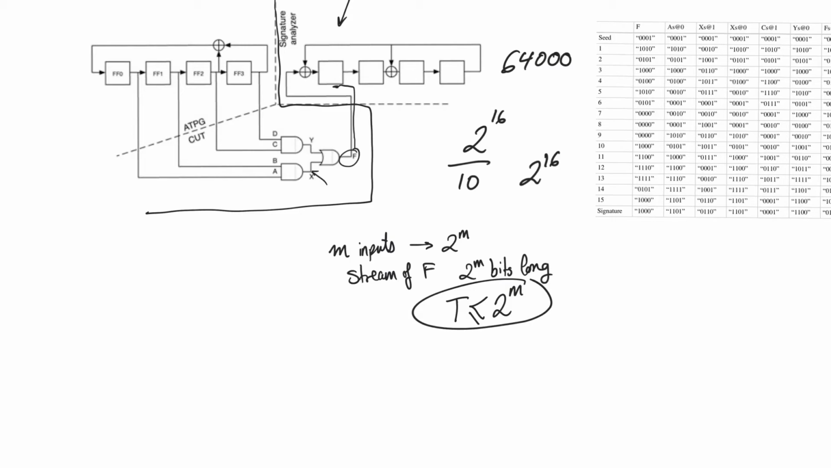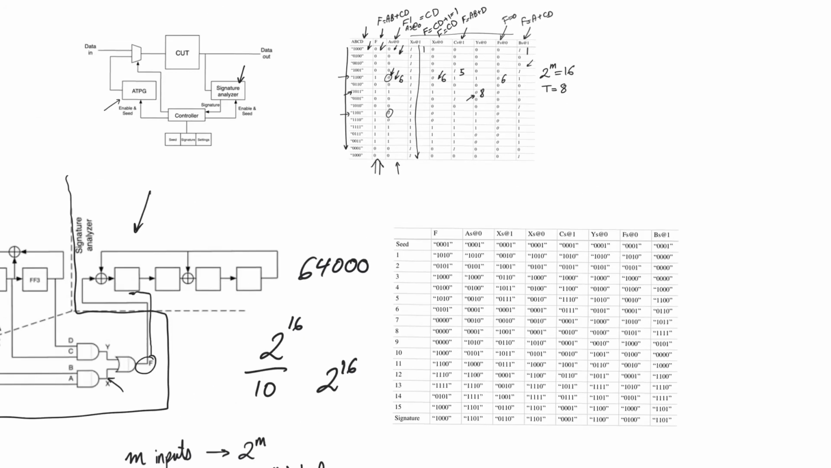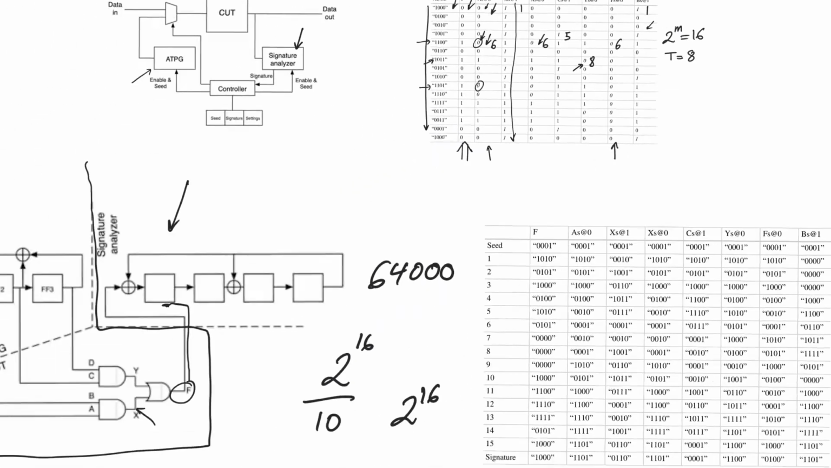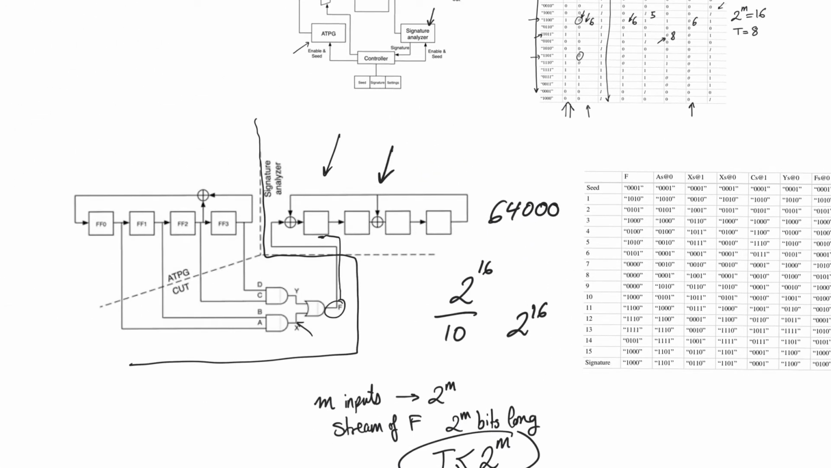What we need to do instead is find a way in which we observe the output sequence coming out of the circuit and just compress it into a smaller word, and that word should tell us if the circuit is functioning properly or not. And this is exactly what happens with this part of the circuit, the signature analyzer.